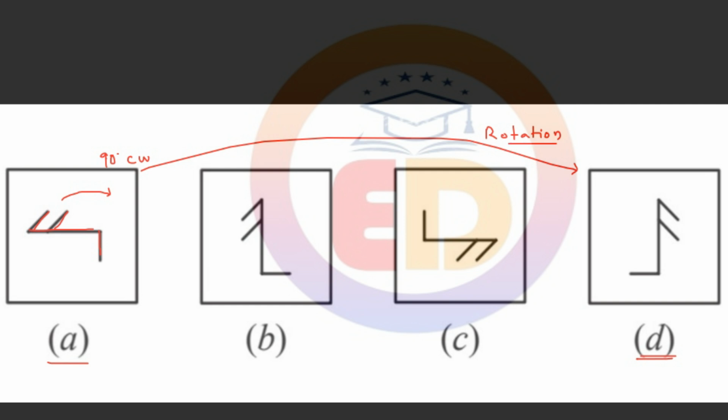And now if you again rotate the figure D by 90 degree clockwise, you'll get the figure C. However, whatever way you rotate, you will not be able to get the figure B. So figure B will be our answer, because it cannot be achieved by rotation of A, C and D. That is our answer.